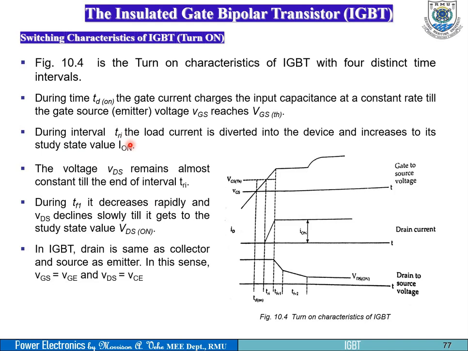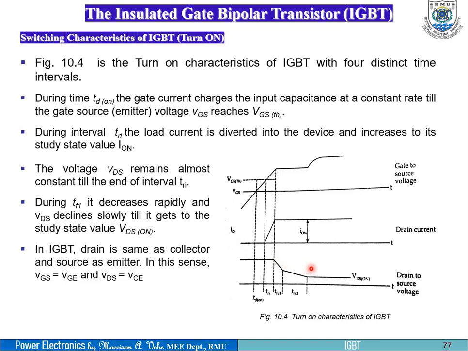During the interval TRI, the load current is diverted into the device and increases to its steady state value, that is I on. Okay, so there's a steady state value, current is on. At this point, the thing is conducting. The only thing you can do to it is to cause it to go off, by decreasing the gate source voltage. That's all.